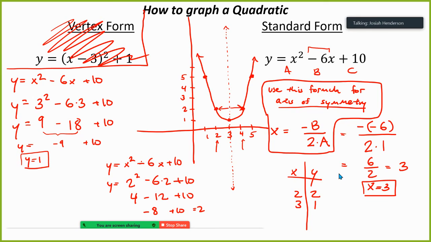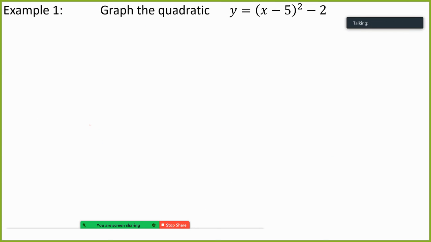All right, let's do another new example. Okay. Graph the quadratic y is equal to x minus 5 squared minus 2. Is this in vertex form or in standard form? When it looks like this, oh, go ahead.